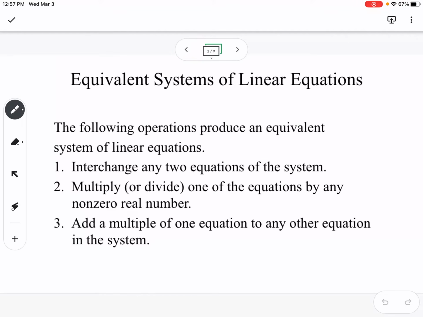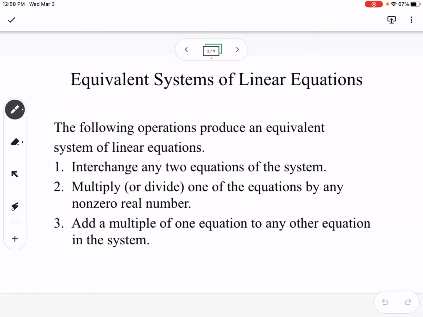So first of all, these first couple slides are kind of explaining what we're going to get into with this section. So, equivalent systems of linear equations. We are allowed to make changes to a system of equations as long as we are doing something to the entire equation to keep it equivalent. These are the different operations that would produce equivalent systems.